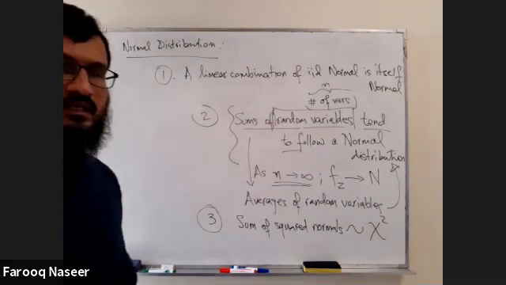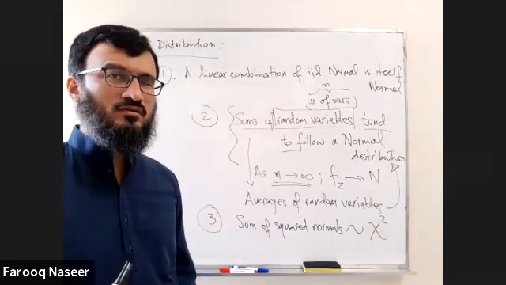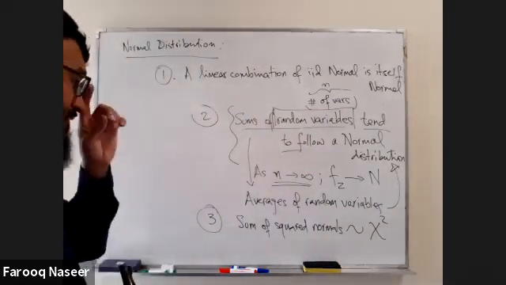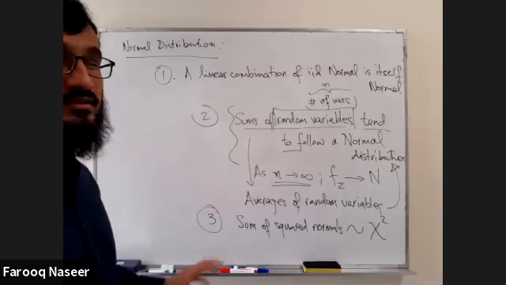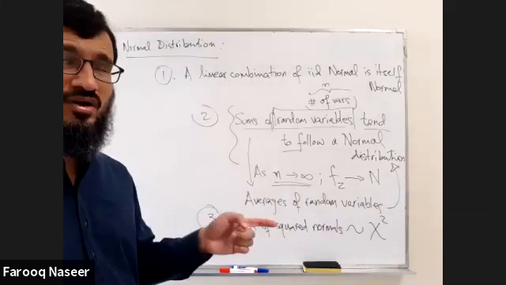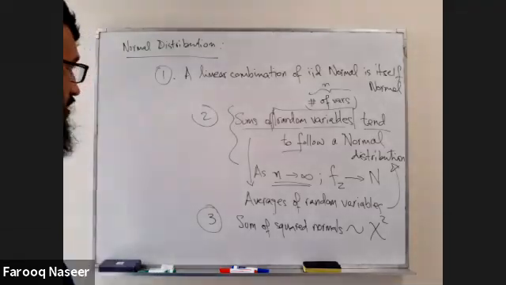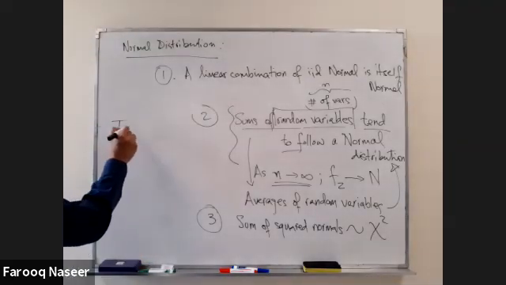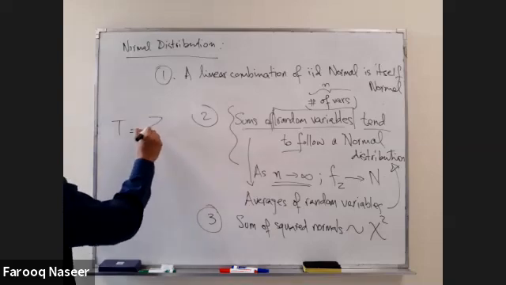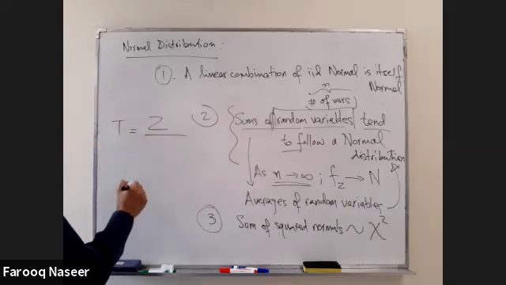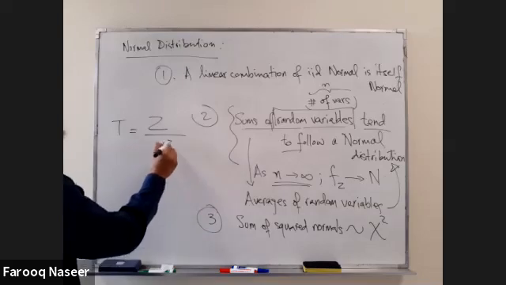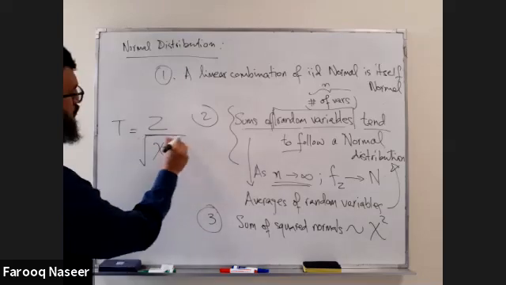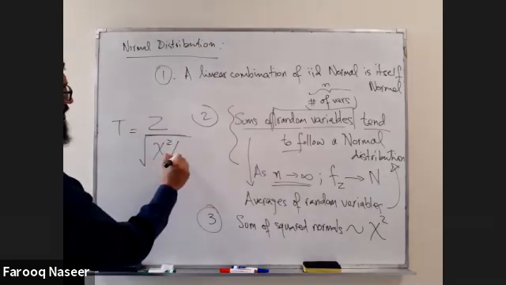Now, what about the T distribution? We saw that's another distribution that we have seen, but we didn't really talk about its link with the normal distribution. So let's do that now. So the T distribution is a ratio of a standard normal and a chi-squared. Actually, a square root of chi-squared.